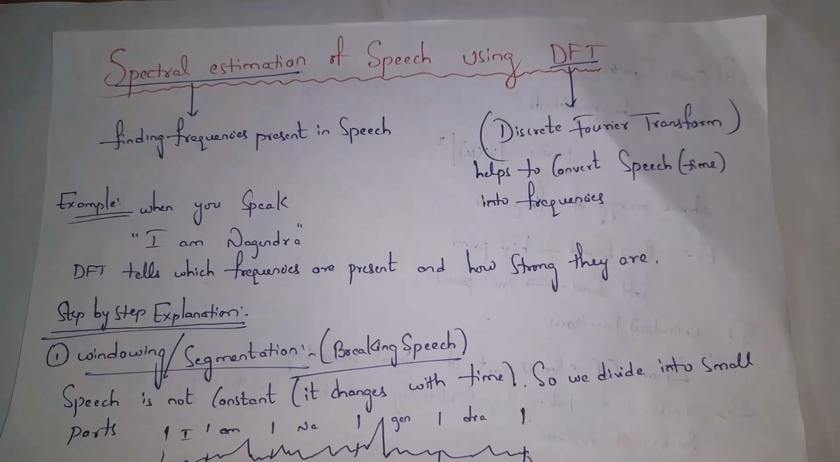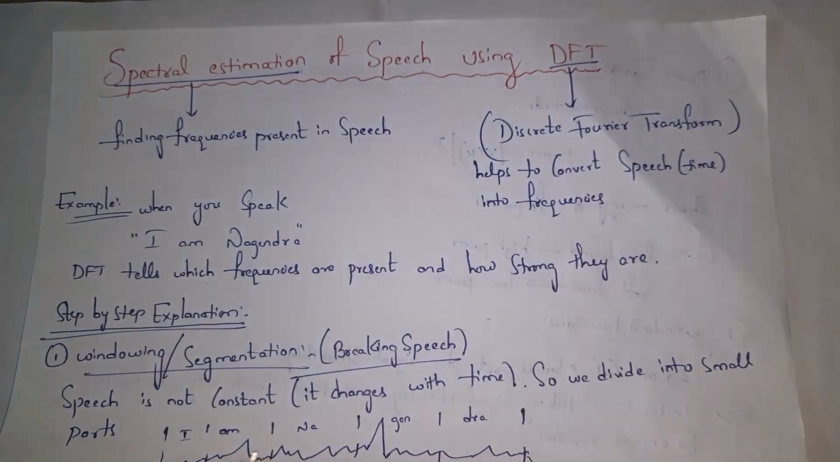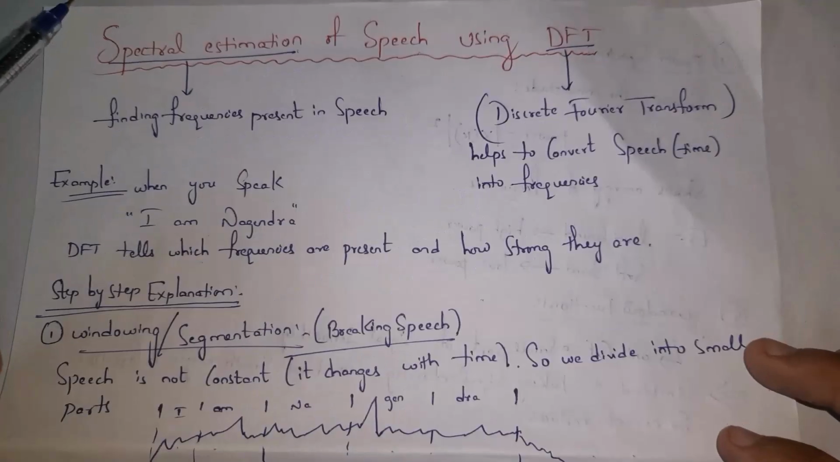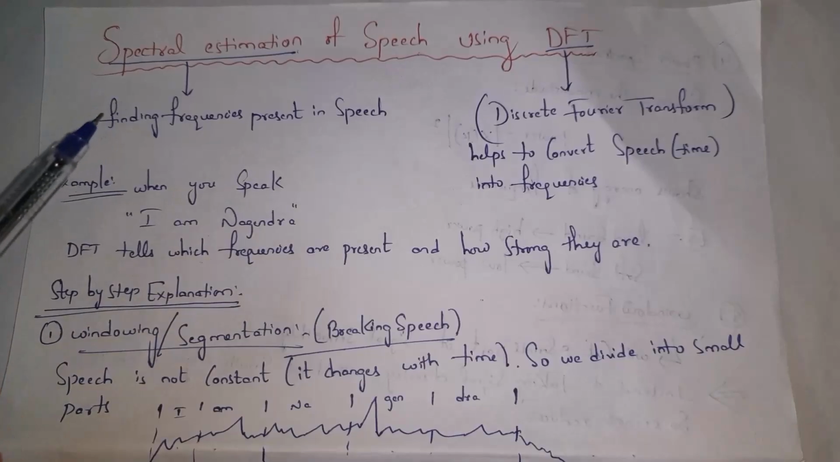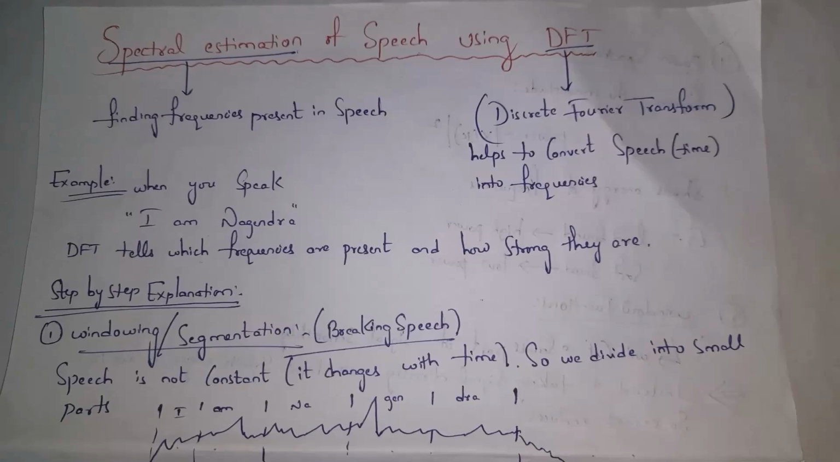Let's get started. Guys, DFT stands for Discrete Fourier Transform. By using DFT, we can convert our speech into frequency. Whatever we speak, the computer cannot understand directly. So we need to represent our speech in the form of frequency, and based on this frequency, the computer will understand our speech. Spectral estimation means finding the frequencies that are present in my speech. So by using DFT, we can convert our speech into frequency.